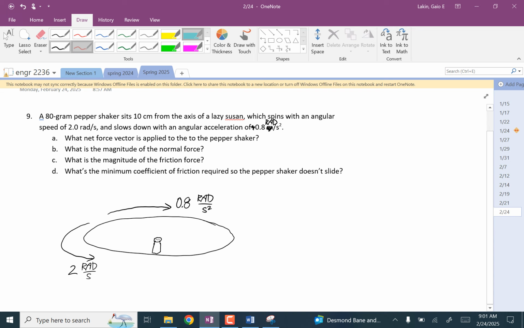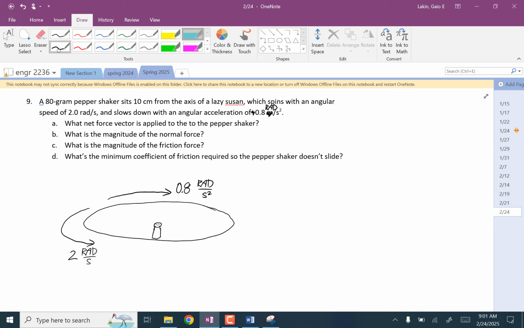And we want to calculate the net force on this thing. The mass is 0.08 kilograms, and we know that this distance is 0.10 meters. Let's choose a coordinate system. I'm going to have my x-axis this way, my y-axis up, my z pointing towards the pepper shaker.